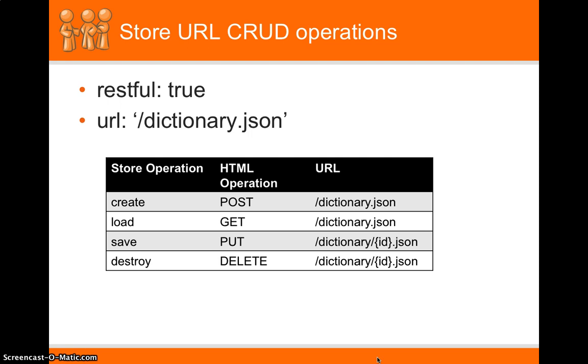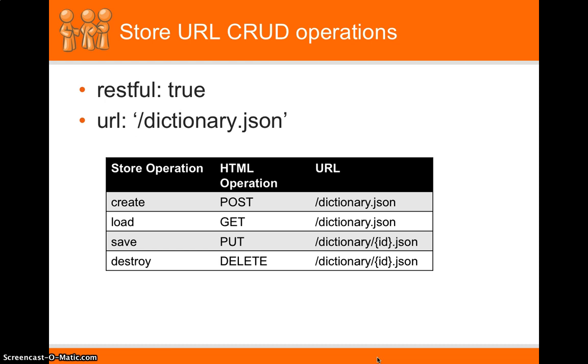If you pass in a URL, in our case dictionary.json, it'll generate different URLs based on the CRUD operation that we're performing on the store. So the default operations are create, which defines an HTTP operation of POST. The URL that's passed to the backend is dictionary.json. Likewise, you've got load, which generates an HTTP operation of GET with a URL of dictionary.json.